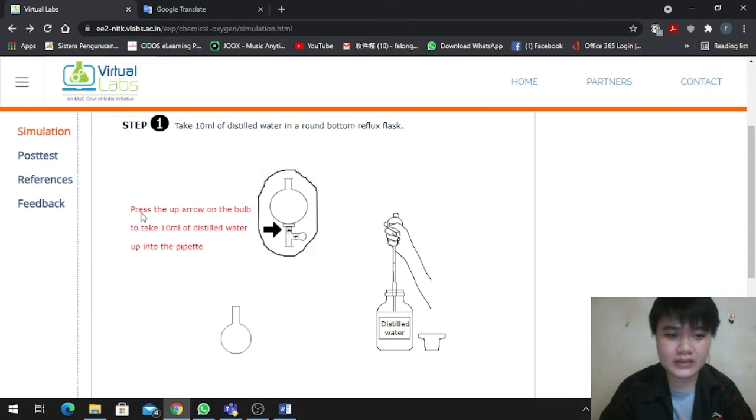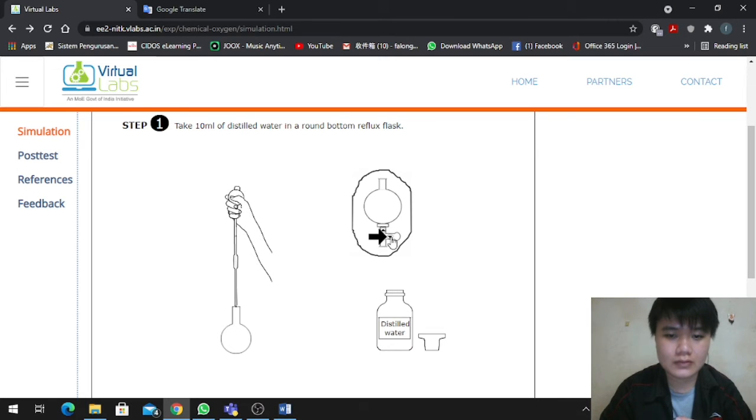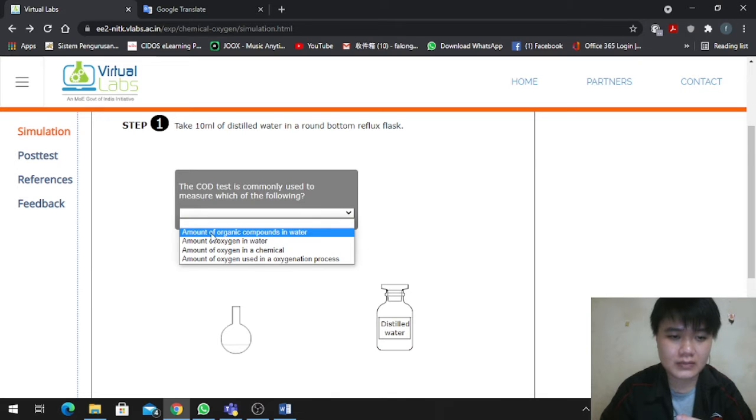Put the pipette. Press out the arrow on the bulb to take 10 ml of distilled water up into the pipette. Put it down into the flask. The COD test is commonly used to measure the amount of organic compound in water.